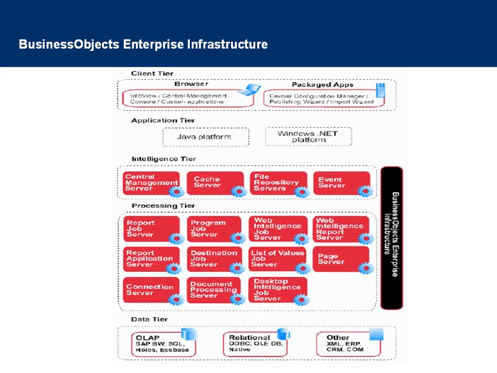So those list of values we will be getting from your database by making use of the list of values job server. Okay. Then we have the connection server. The connection server is the main part which will be interacting with your data tier. All the reporting servers will interact with your connection server to get the data from your database. The connection server will maintain the connectivity with your data tier and your processing tier.